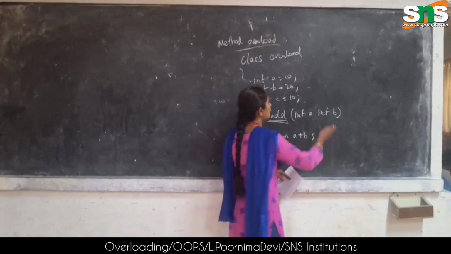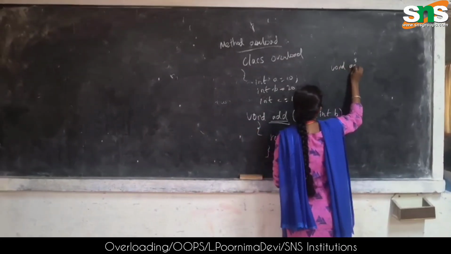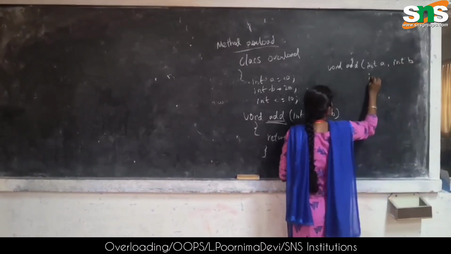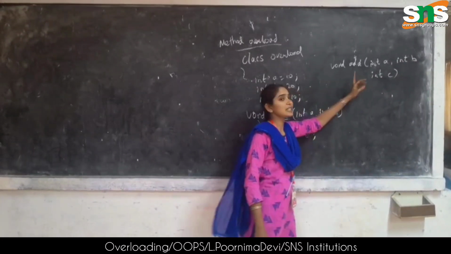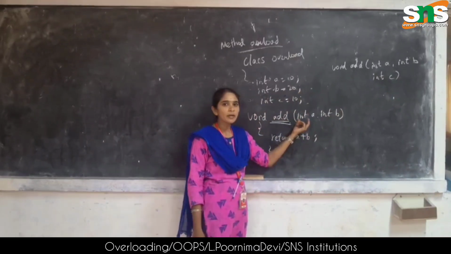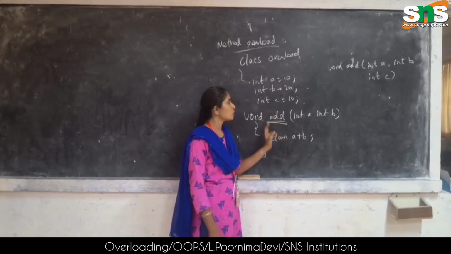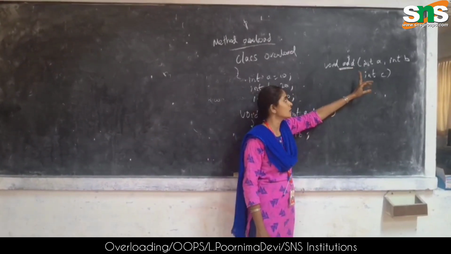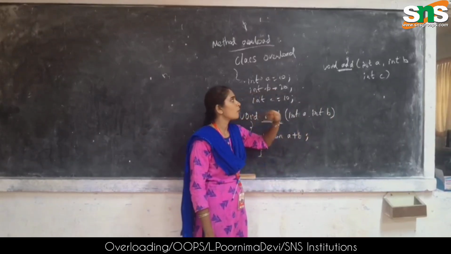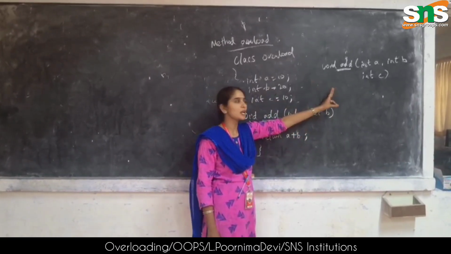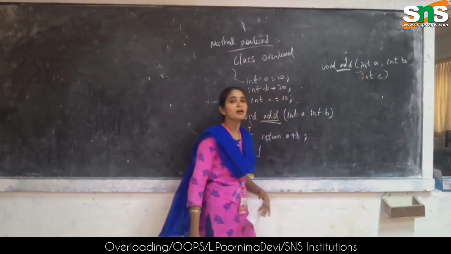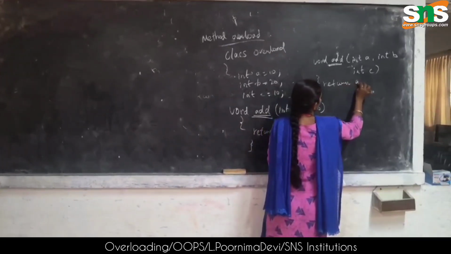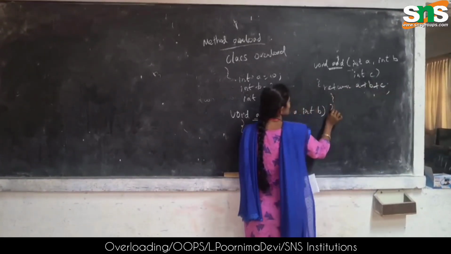After that I have to add the same method with void add(int a, int b, int c). This is the three integer version, and the previous one is the two integer version. I use the same method name add, but I change the parameters to int a, int b, int c. If you want to add two doubles, you have to change the data type. In this I return a + b + c. So this is the class.